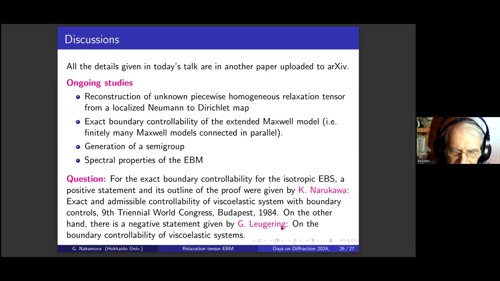Because Ruggeri's result can really give a very negative answer to this kind of spring-dashpot model. Negative means absence of controllability, you mean? No. I mean, because he gave a counterexample. But this counterexample may be very special. I see.